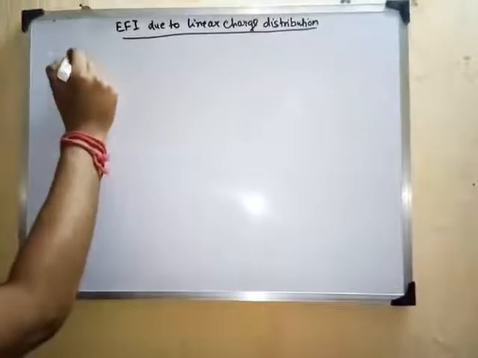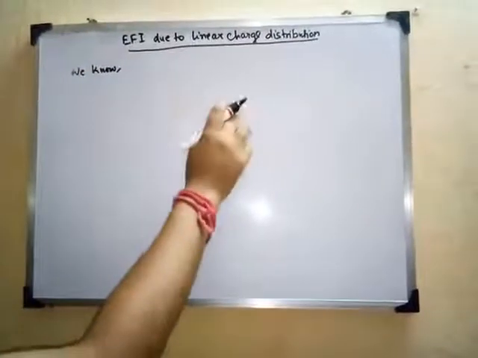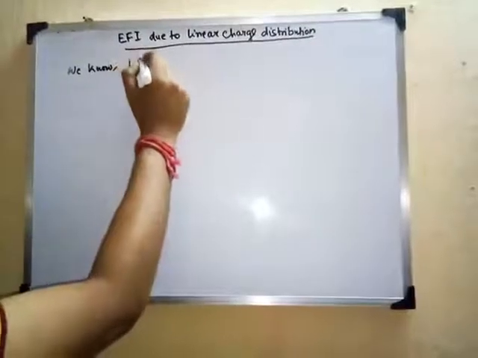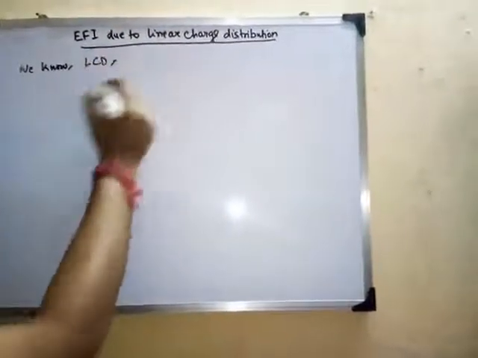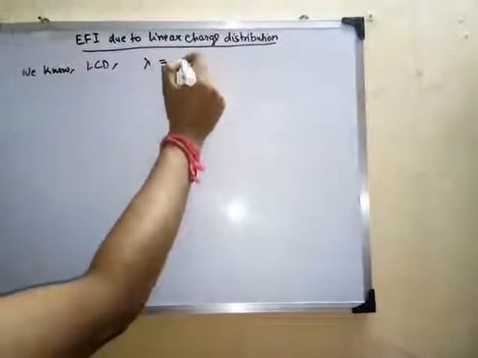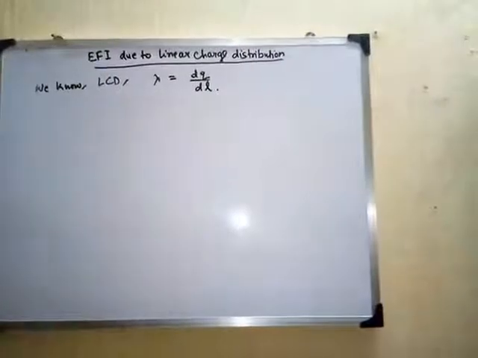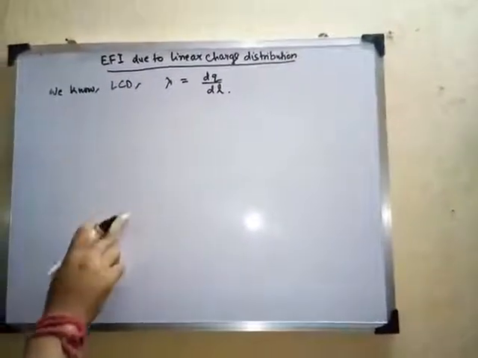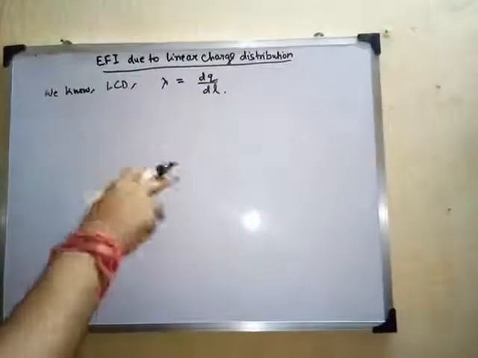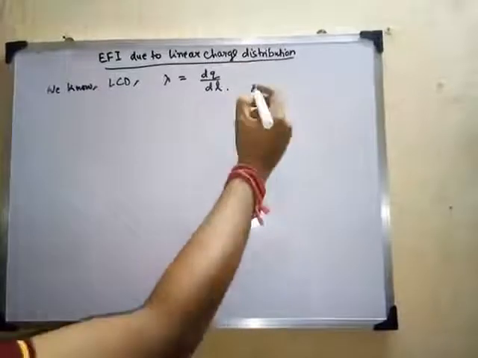So let us start. We know previously that we have discussed that for linear charge density, I'm in short writing it as LCD, it was given as lambda equals dq by dl, right? So this was the expression for linear charge distribution or density, right? Now you need to calculate the total force on test charge q naught. That means, what is our objective?